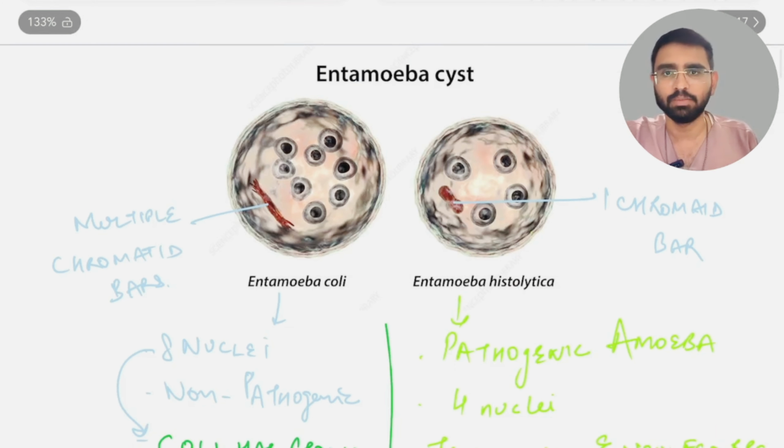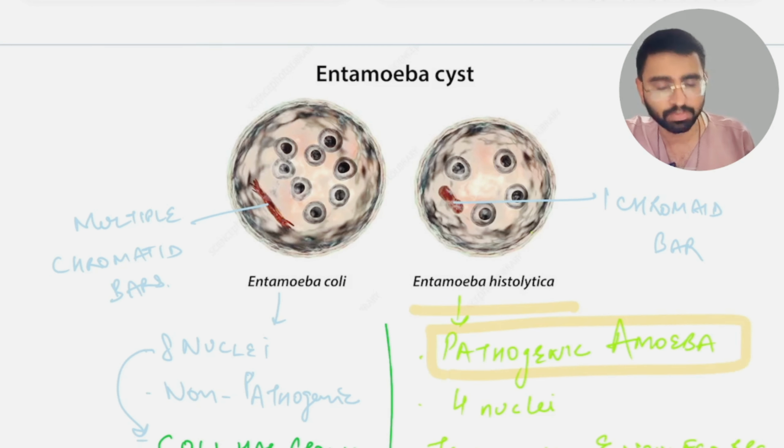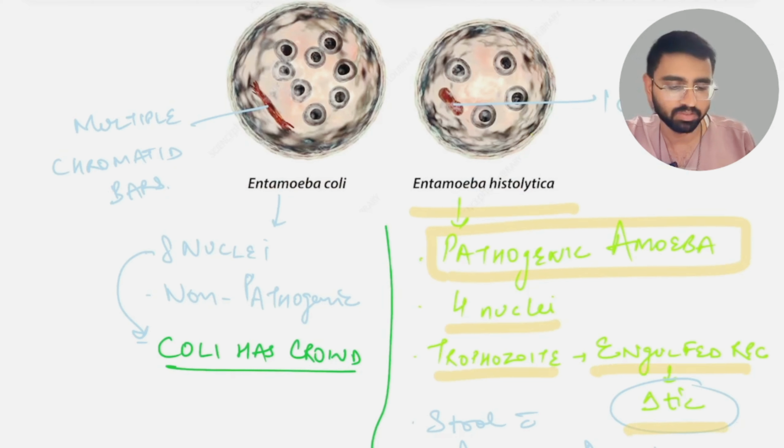So first one is Entamoeba histolytica. Entamoeba histolytica is a pathogenic amoeba. Please remember it is a pathogenic amoeba and it has 4 nuclei, so we call it a quadrinucleate cyst. The trophozoite form of this amoeba engulfs RBCs, and it is the diagnostic feature of Entamoeba histolytica. It is seen in the stool of patients with amoebic dysentery, and the identifying feature is that it has one chromatid bar.